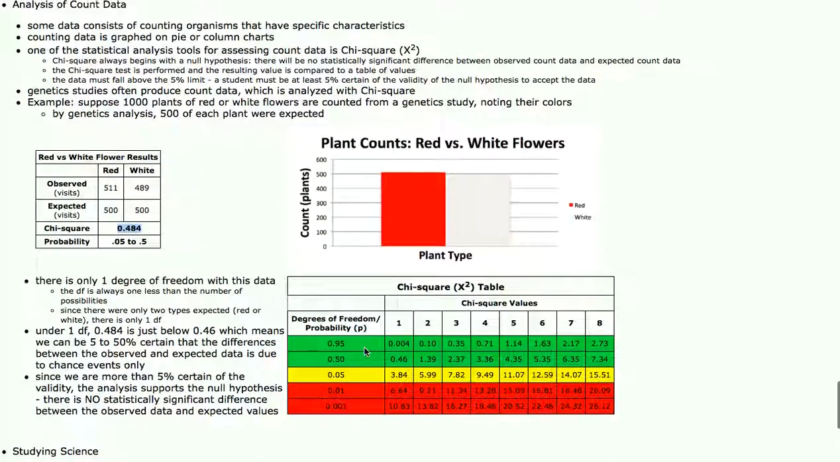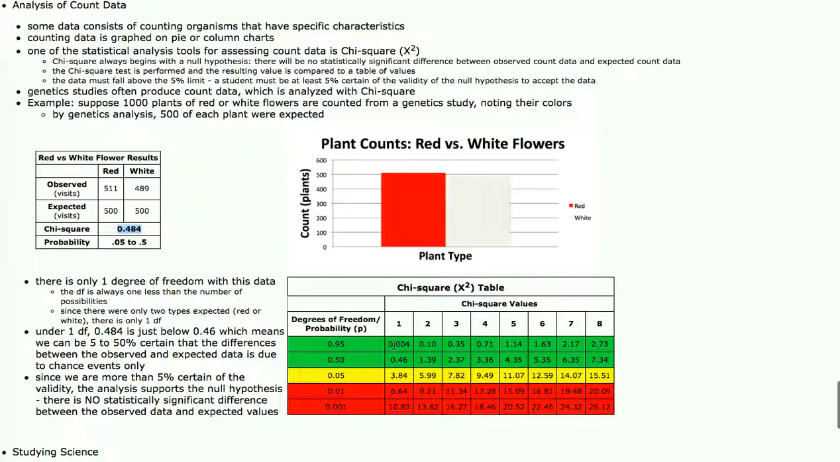Now, you're going to learn more about this later in the year, but since there's only a red and a white color, the degrees of freedom in this particular cross are only 1. By definition, the degrees of freedom are always 1 less than the number of possibilities in your study. There are 2 possibilities in the study, red and white, so that means there's only 1 degree of freedom. When we look down the column here, the chi-square value is 0.484. 0.484 falls between 0.46 and 3.84. What that means is that we are between 50 and 5%.